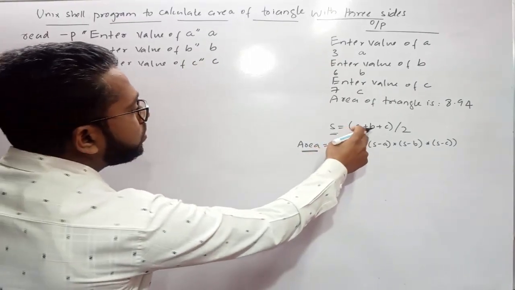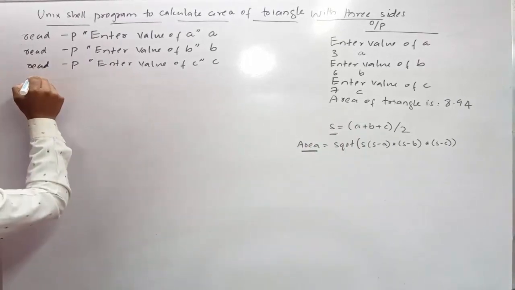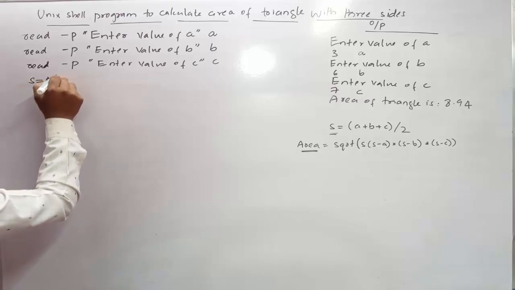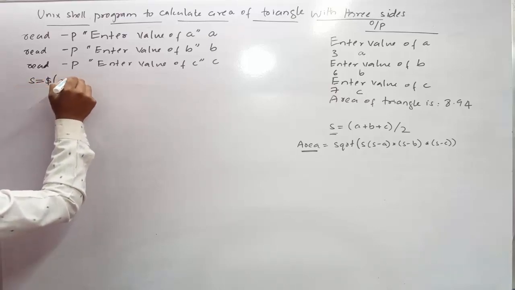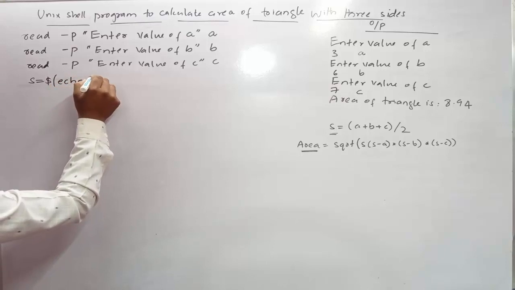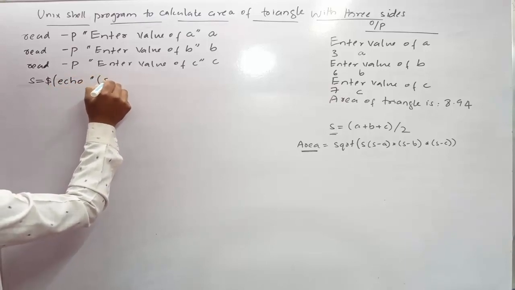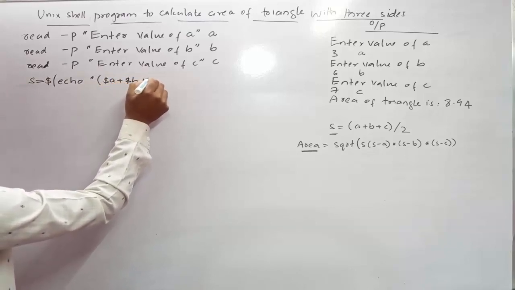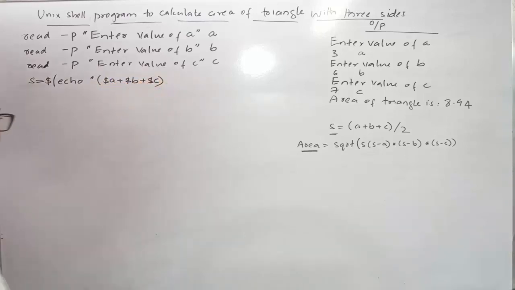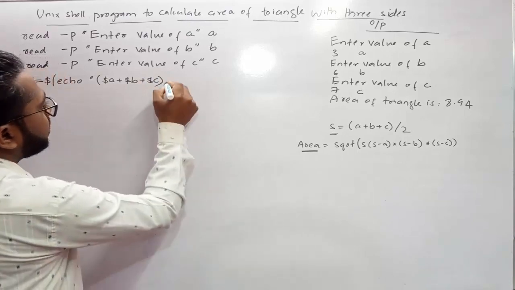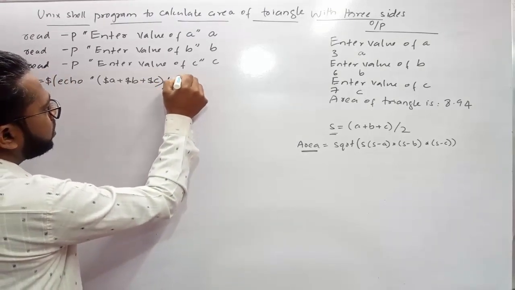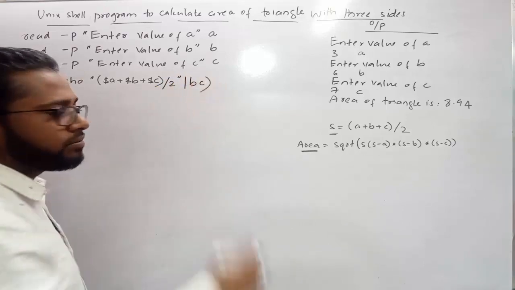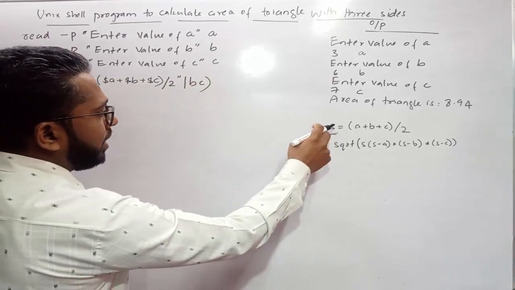Next I need to use this formula to calculate S. So I will use S=$(echo "($A + $B + $C) / 2" | bc). Okay, now we have calculated S.